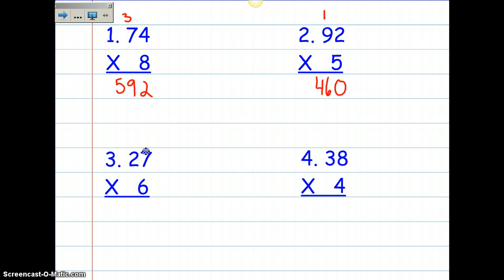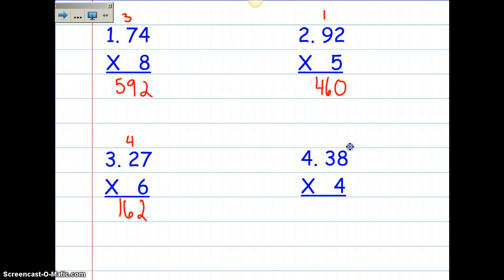Okay? Let's practice one more time, and then we have another problem, and then I'm going to show you something a little bit different. Ones place times ones place first. So 7 times 6 I know is 42. So I'm going to write down the 2 and I'm going to carry the 4. Then it's going to be ones place times the tens place. So 6 times 2 is what? 12 plus 4 is 16. So my answer is 162.